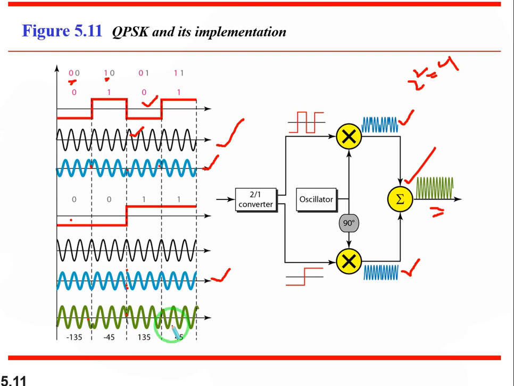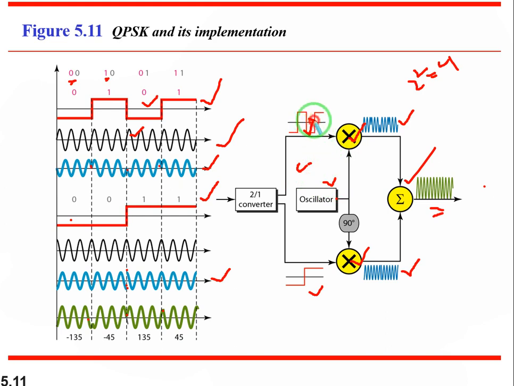Let's come to this one now. We have a 2 by 1 converter. 2 by 1 means we have 2 signals and convert them to 1. This is one signal, and this is another signal. This signal is going to be multiplied with the carrier here, and this signal is going to be multiplied here with the carrier. Because we have an oscillator here, this oscillator can create a carrier.